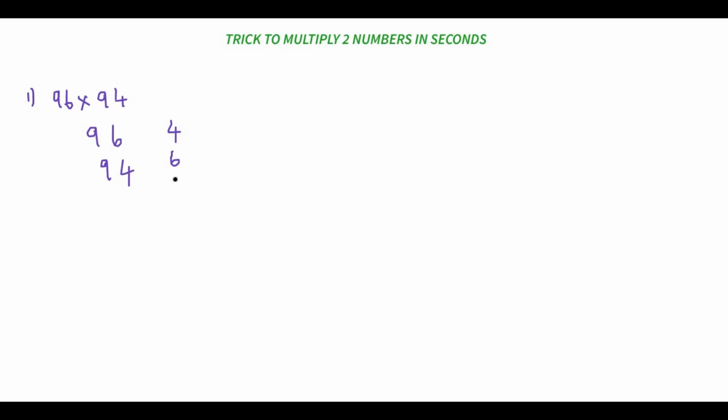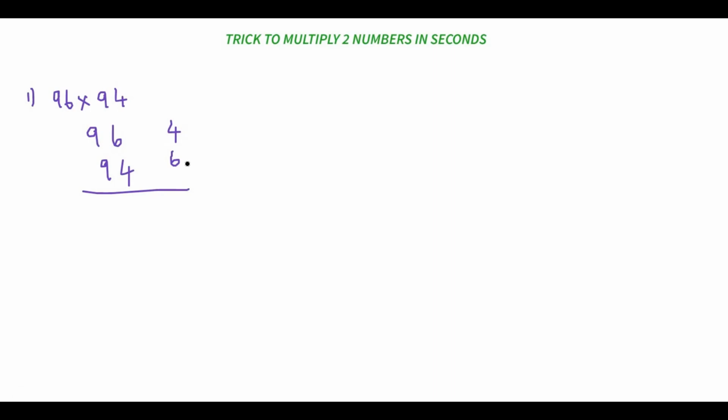Understood? This is our first step which we are going to do. We are going to write how much 96 is less than 100 and how much 94 is less than 100. The same method we are going to follow. In that we wrote how much is more, and this we are going to write how much is less. So then what is our next step?